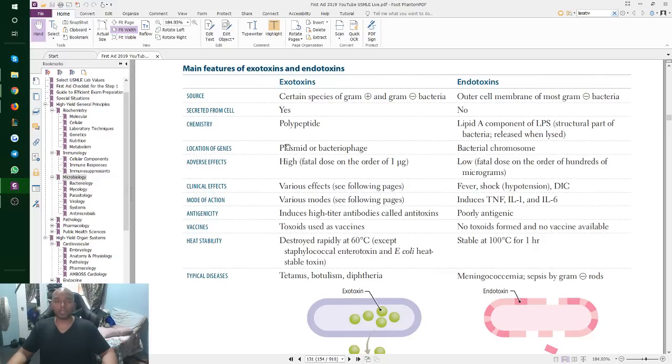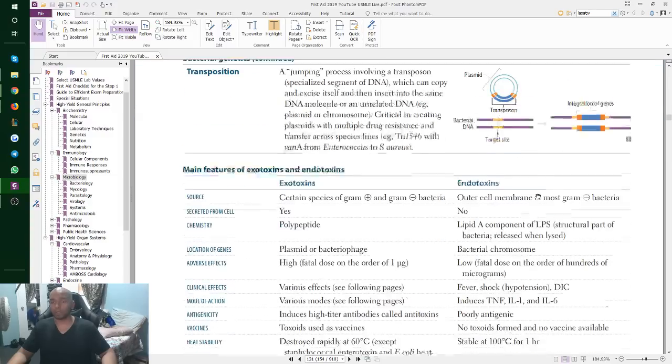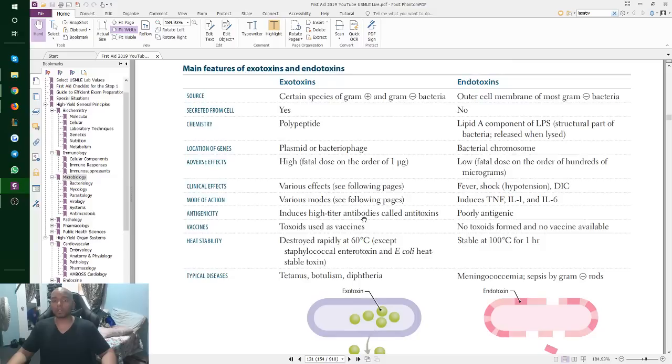Location of genes, either in the plasmid or the bacteriophage. For an exotoxin, the genes are in a plasmid or a bacteriophage. And we just saw what can happen with plasmids, right? Plasmids can send their information to other things, other chromosomes. Endotoxin is just coming from the bacterial chromosome.